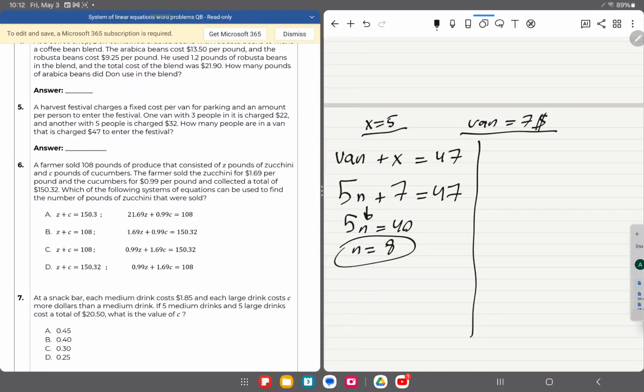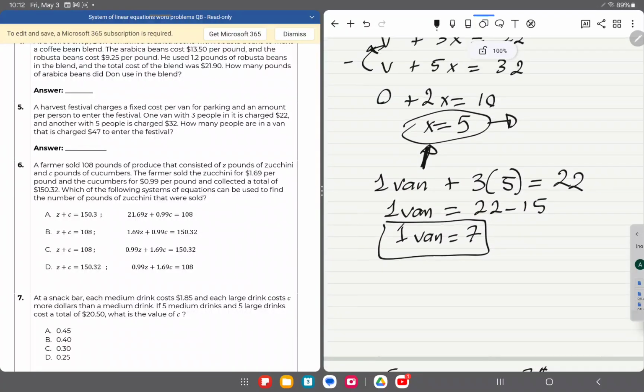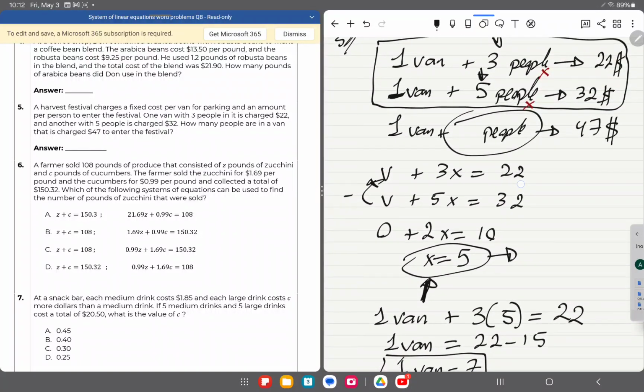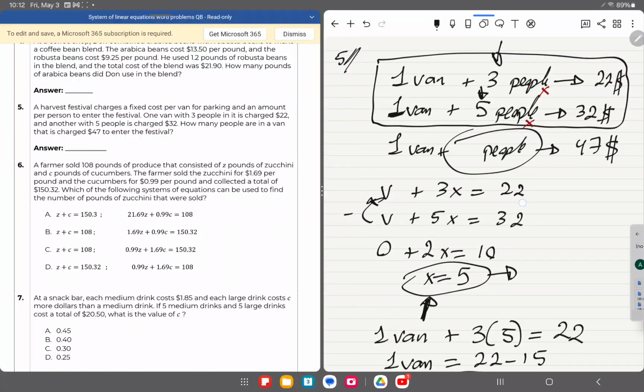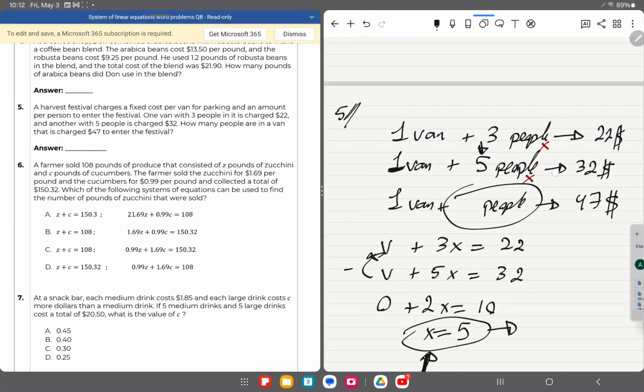Now, a common mistake that someone would make when solving the equation over here is to consider that x, the one that we got, 5, is 3 instead. So this is not correct. I cannot consider that x is 5, which is 3. No, 3 is the number of people.